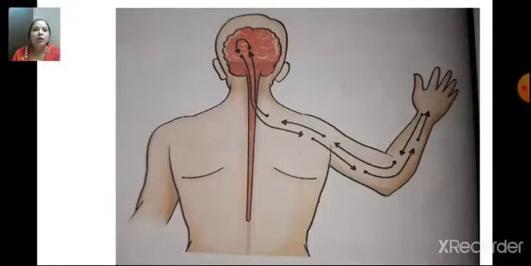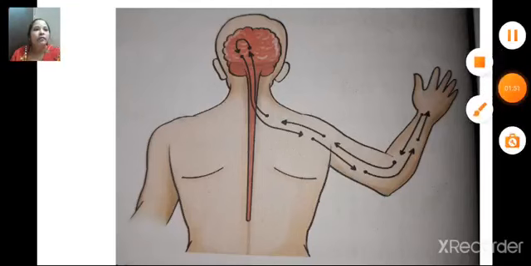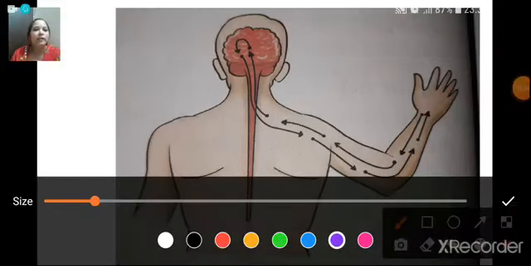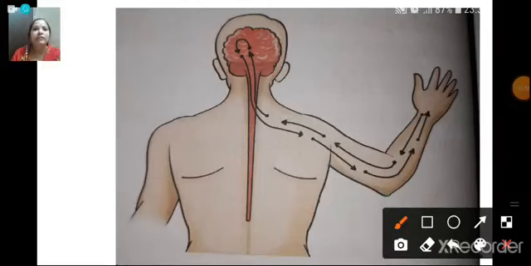Now, this is how the nerves carry messages. Can you see the arrows? In one direction, the arrows are going towards the brain, and in the other direction, the arrows are coming out from the brain. This is how nerves carry messages from the rest of the body to the brain, and from the brain to the rest of the body, as the brain directs or gives the information to the body how to react. See, these arrows are going towards the brain, and from there again it is going in the opposite direction from the brain.